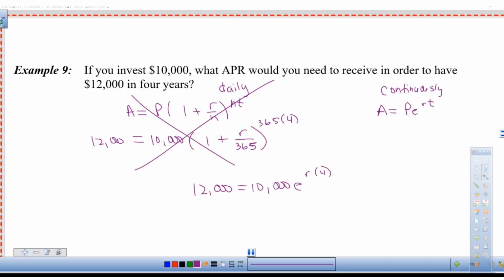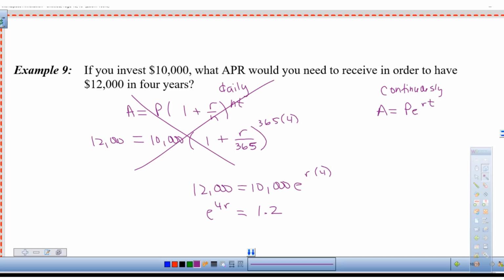Okay, the second I look at that, I know I'm going to have to convert. Right now? No, what do you do first? Divide. So you have e to the 4R, 12,000 divided by 10,000, you can just go 12 divided by 10 and you get 1.2. If that ends up as a nice number, write it as a nice number. If it doesn't, write it as a fraction.